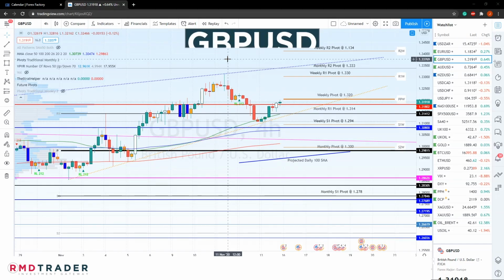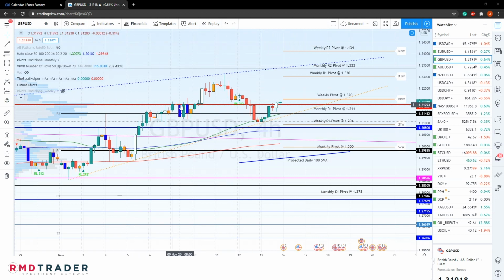We are now continuing on to the GBPUSD. Price is still slowly continuing to trend upwards, with the high of last week just above the first bullish target that we set at 1.326. That was last week's weekly R1 pivot. After that, we saw price pulling back to this monthly R1 pivot at 1.314, and that area has so far held up well. We can also see we have some additional support from the 4-hour 50 SMA.